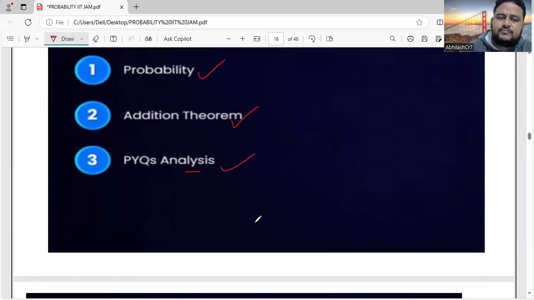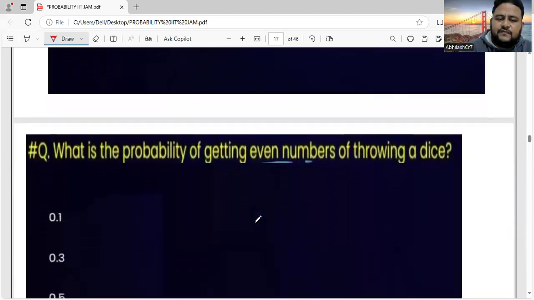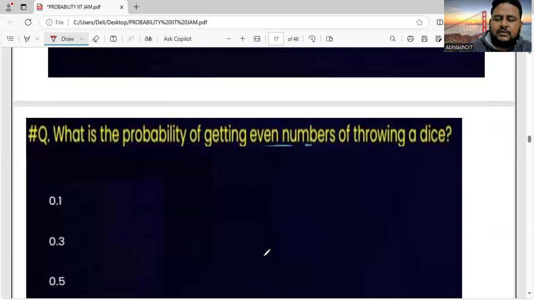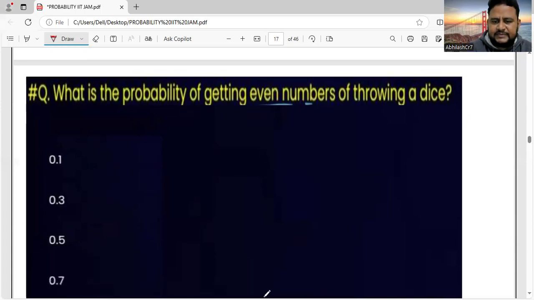Next, we will learn what is probability here. Okay, I think the slide is missing. Anyway, I'll tell you.